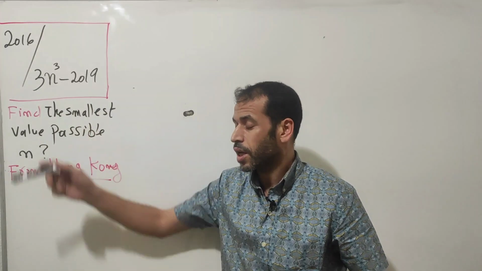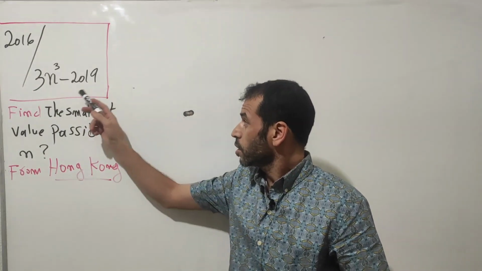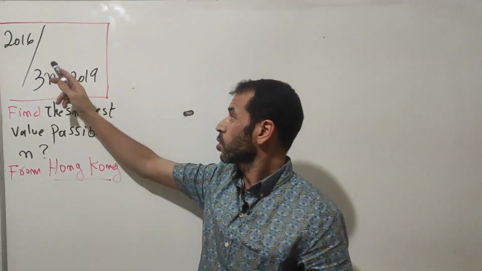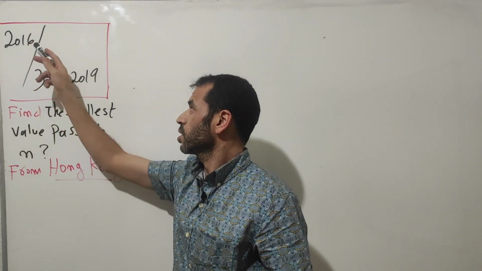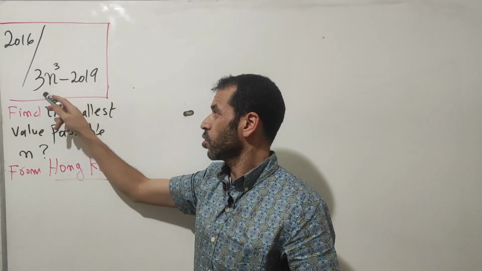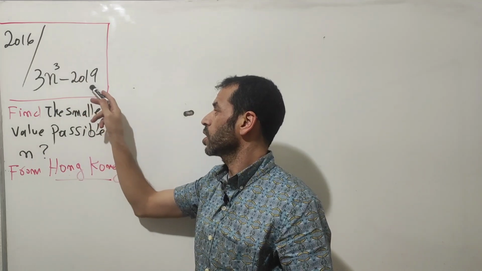In today's video, here is a nice number theory problem. It's coming from Hong Kong. Here is the following setup. They give us this condition: 2016 divides 3 multiplied by n cubed minus 2019.